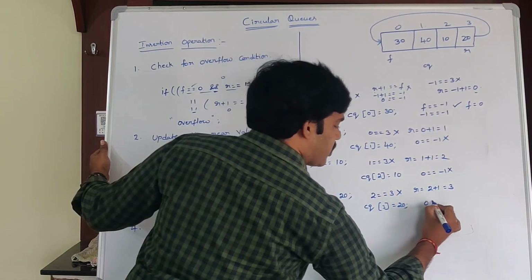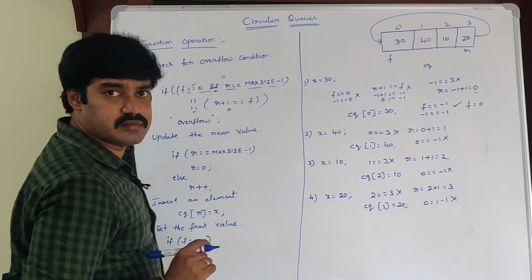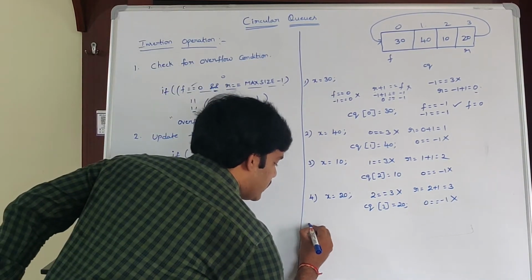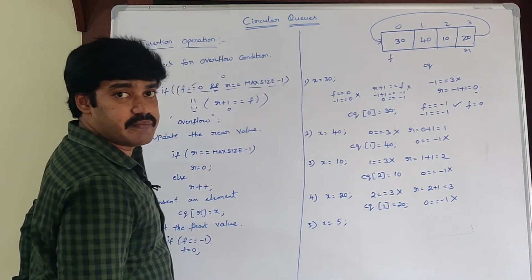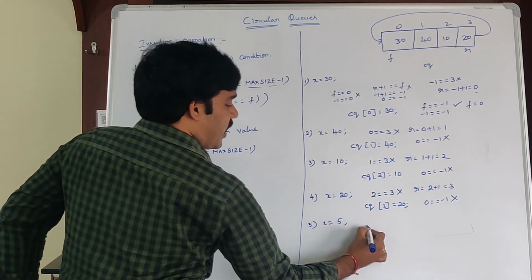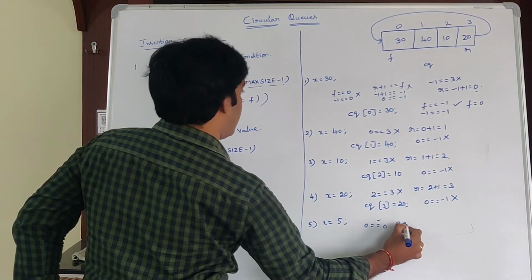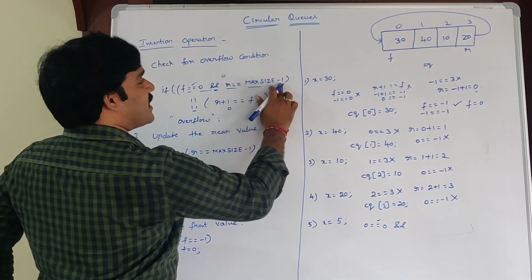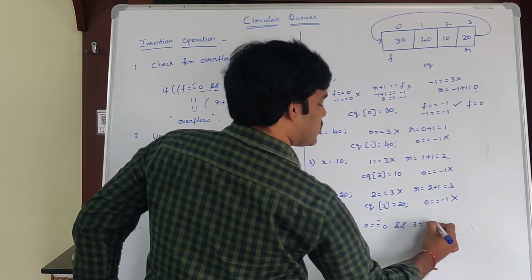Next, is f is equal to minus 1? 0 equal to minus 1. Condition is false. Again, fifth one is I want to insert an element 5 into the circular queue data structure. Is f is equal to 0? Yes, f value is 0 double equals to 0. Condition is true. And logical AND operator. Rear is equal to max size minus 1. What is the value of rear? 3. Double equal to max size minus 1 is 3.